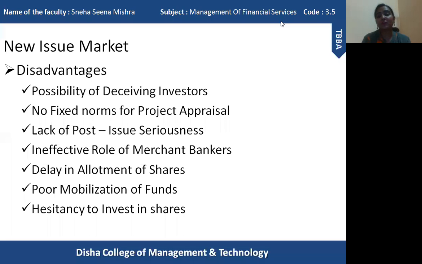And it also becomes difficult for the investor to check the performance of the company in which they have invested. So that creates different kinds of problems. The mutual trust between the company and the investors is not that strong because information is not provided to the investors properly. Clear? The next one is ineffective role of merchant bankers.